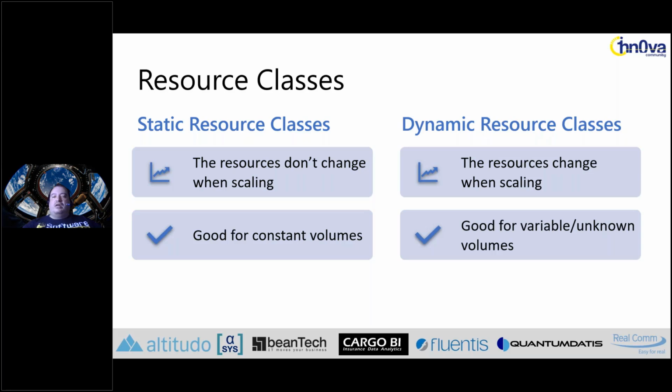But if you have a variable or an unknown volume of data, you will need a dynamic resource class.